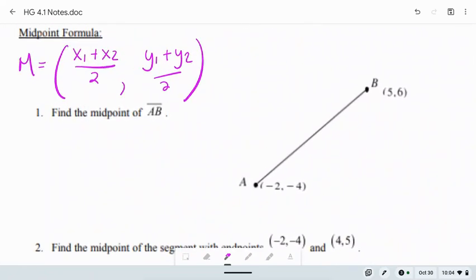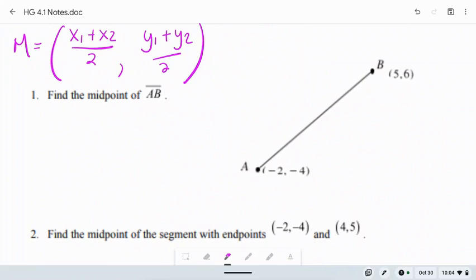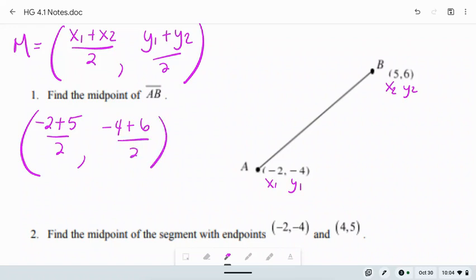So the first example says to find the midpoint of segment AB, and they give you the coordinates of A, the coordinates of B. So I'm going to call A my x1, y1, and then B my x2, y2. To find the midpoint of AB, I'm going to start by adding the x coordinates together. So -2 plus 5, and then divide that by 2. And then add the y coordinates together. So -4 plus 6, and divide that by 2.